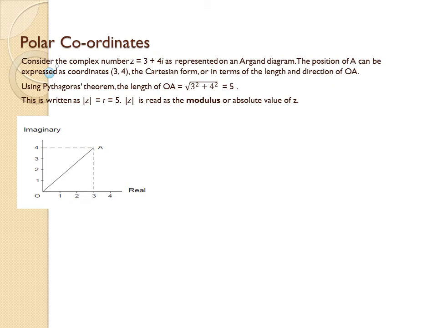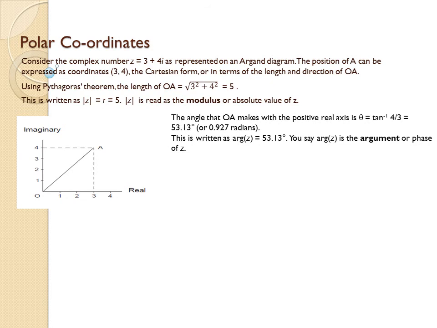And using the Pythagoras theorem, if I put the length OA equal to the hypotenuse of a right-angled triangle with base 3 and height 4, it is root of 3 square plus 4 square equal to 5. So mod z we can write equal to r equal to 5. Mod z is read as the modulus or the absolute value of z. The modulus we have already discussed. So the angle OA makes with the positive real axis is theta.